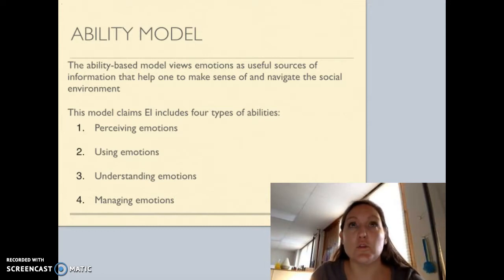The next one is using emotions. This is the ability to harness emotions and facilitate various cognitive abilities, such as thinking and problem solving. The emotionally intelligent person can capitalize fully upon his or her changing moods in order to best fit the task at hand. The third one is understanding emotions.